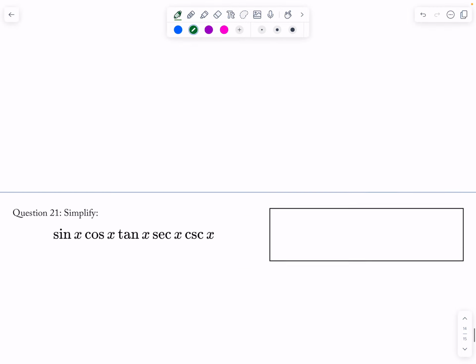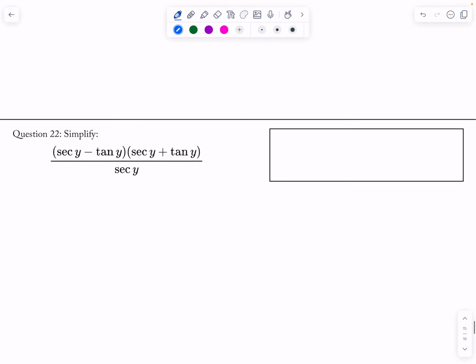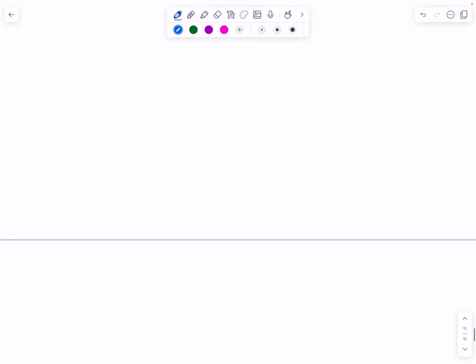Okay, and then there's 20, and then there's 21. So 21, sine of x over cosine of x is tangent. Secant is 1 over cosine of x, and cosecant is 1 over sine. So actually, I didn't really need to change my tangent here because my sines and my cosines in the numerator and denominator cancel out, and I'm left with a tangent of x. Okay, and that is it for all the odd ones.